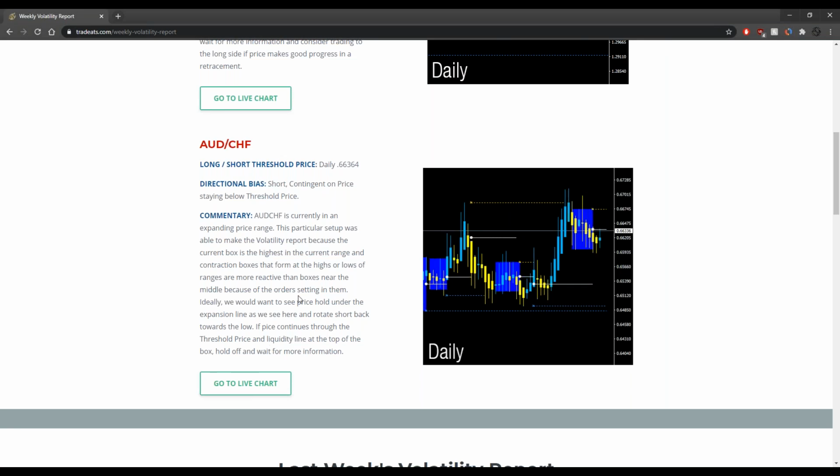In the volatility report, it talks about basically how this is the highest box inside of this daily range. And we're getting a little bit of a reaction off of the expansion line. So the theory behind this general setup is that since it's the highest box in the range, we had a master pattern and we had an expand high, there's a really high probability that price will rotate off of the expansion line at the high and then start heading down short.